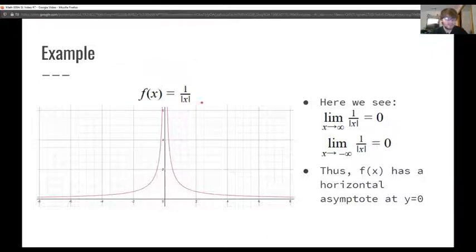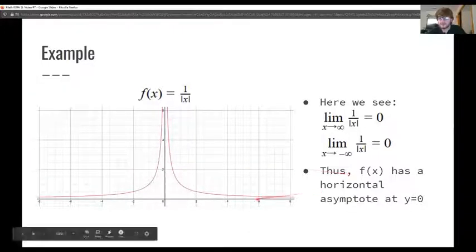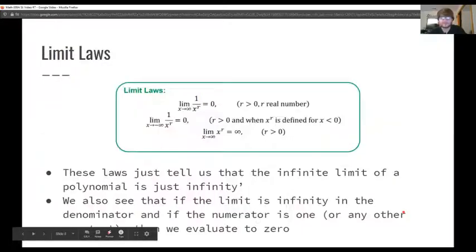So here's an example. We have f of x equals 1 over the absolute value of x. Here we see that the limit as x approaches infinity of 1 over the absolute value of x is equal to 0. As we continue this way, we're going to get smaller and smaller, closer to 0, but we never touch it. But we do know we're approaching 0. And the same thing with negative infinity. We're coming this way, never hitting 0, but we get super duper close. So because of this, our f of x has a horizontal asymptote at y equals 0.